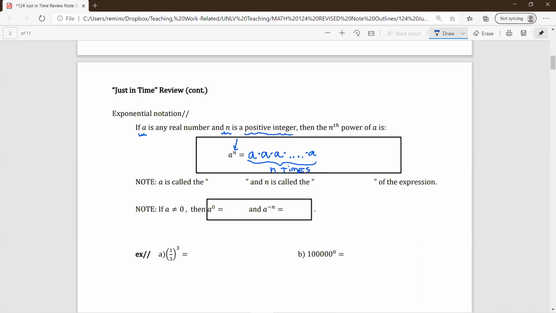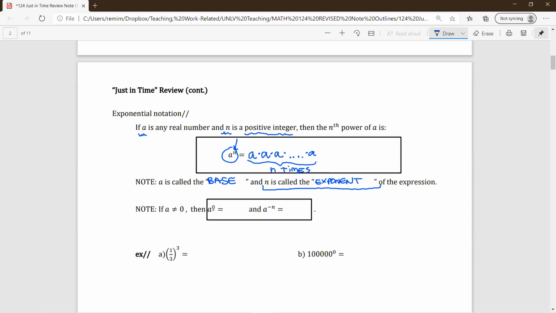So whatever that exponent is, whatever n is, that's how many a's you multiply by themselves. And then we have, of course, the number n, that's called the exponent. So n is called the exponent of this expression. But what's the a called? The a is called the base of the expression. So that's just a little vocab. And then in the next box, we just have a couple exponent rules.